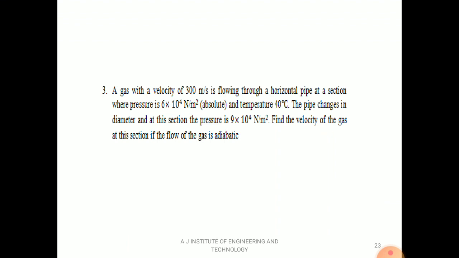Now let us go for the last problem. A gas with a velocity of 300 meter per second is flowing through a horizontal pipe at a section where the pressure is 6 into 10 to the power 4 Newton per meter square absolute and temperature is 48 degrees centigrade. The pipe changes in diameter and at this section the pressure is 9 into 10 to the power 4 Newton per meter square. Find the velocity of the gas at this section if the flow of gas is adiabatic.